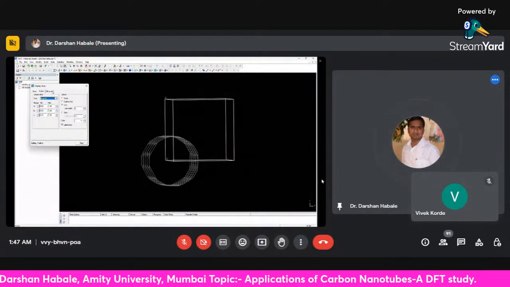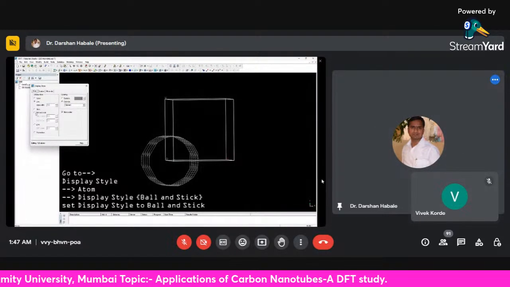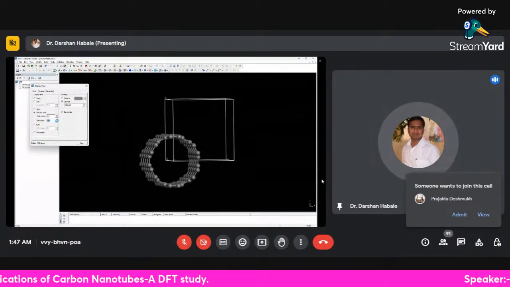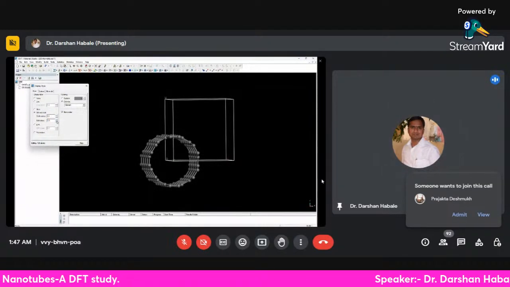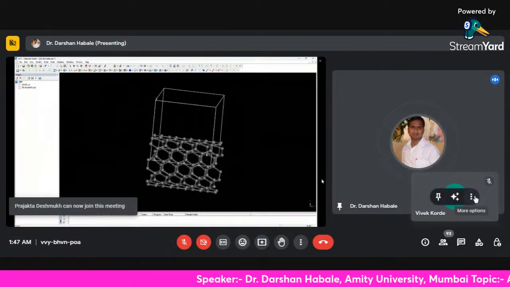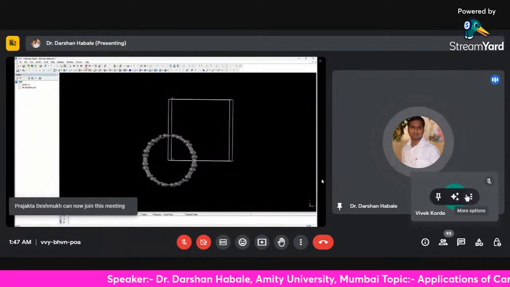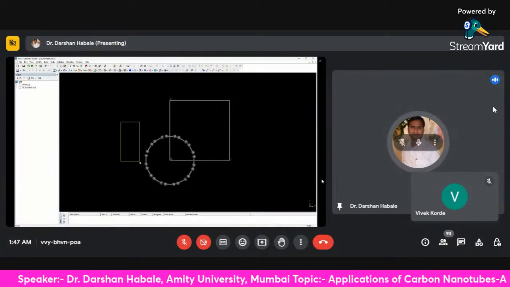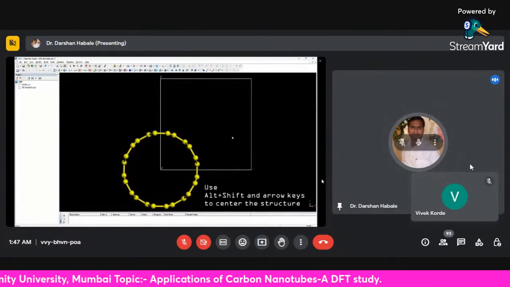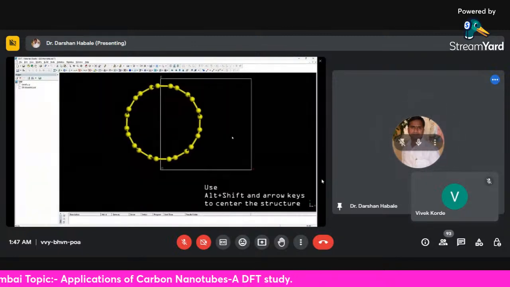Then we'll shift it to the center. Okay, so this is the ball and stick arrangement that you can change by going to display style. This is the carbon nanotube, and this is the (6, 6) nanotube, where n is 6 and m is also 6. And then you can shift it easily, and you can keep it in a cell.